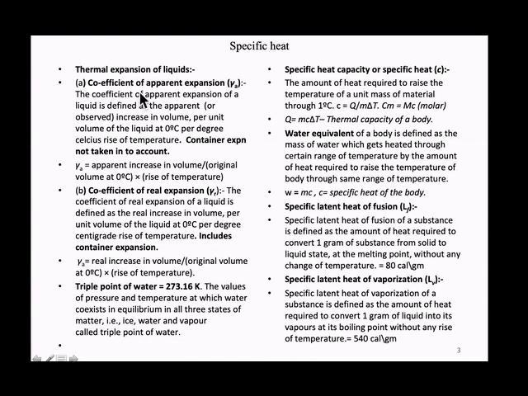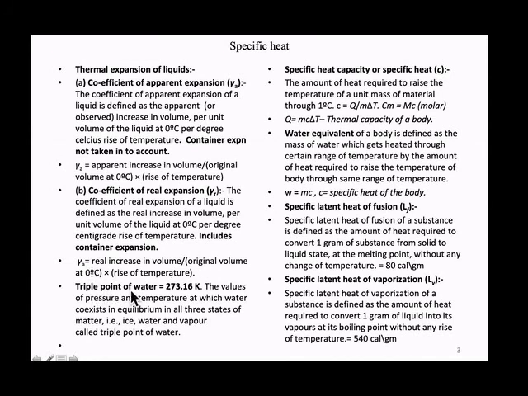So, coefficient of apparent expansion. Suppose I heat a liquid, the coefficient of apparent expansion is defined as the apparent increase in volume per unit volume of the liquid. Here we don't consider container expansion. We are only considering the liquid's expansion, so it's called apparent expansion. If I take container expansion also, I have to add the container volume change to this. Then it is the coefficient of real expansion. Sometimes you can have problems on both.